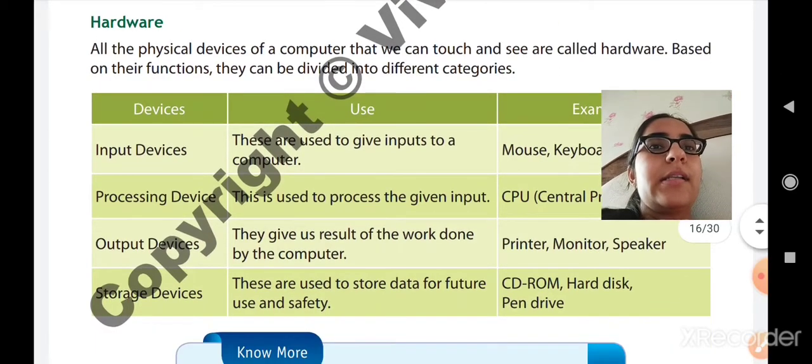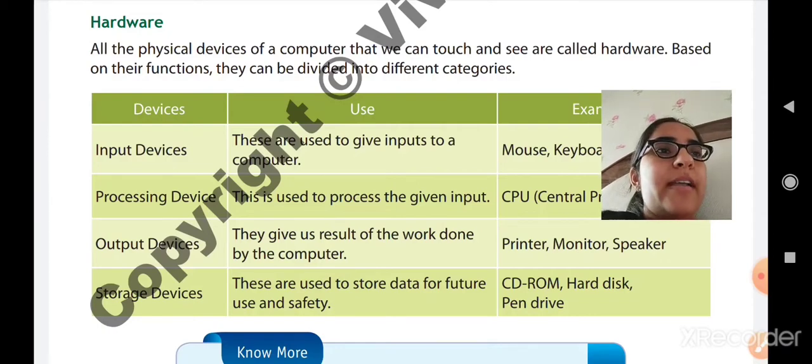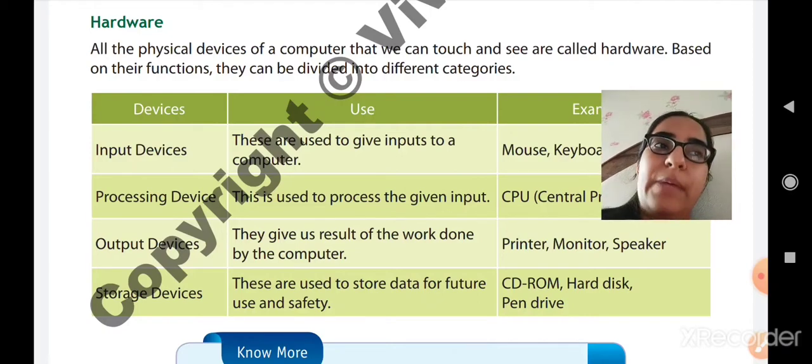Now second is output devices. They give us the result of the work done by the computer. It means that finally the result or the output is displayed. So which are the output devices? Examples are printer, monitor and speaker.